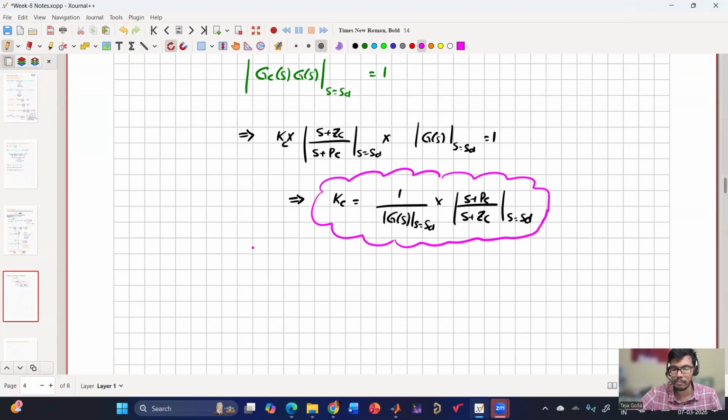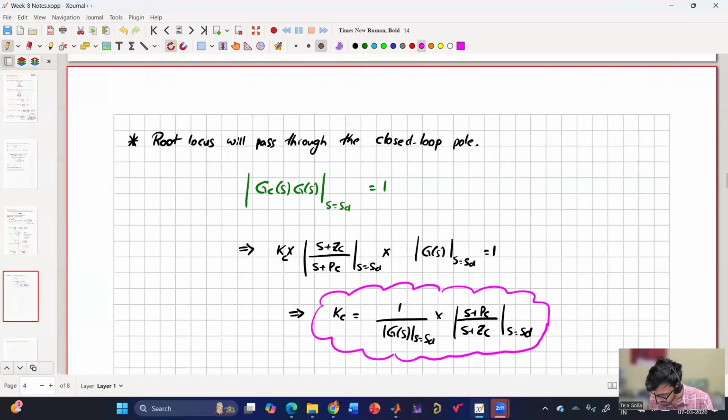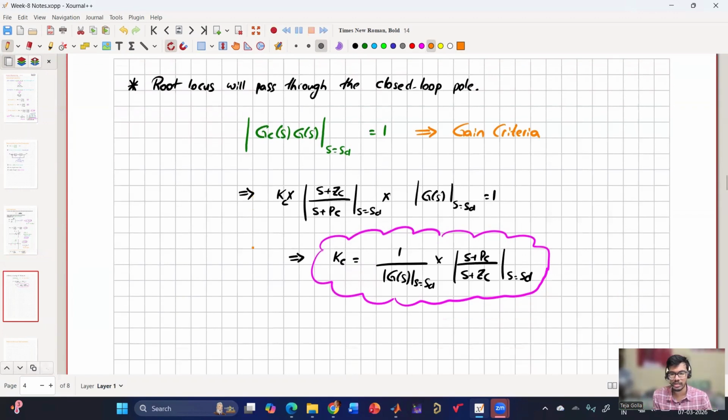Okay, so in this way we will be calculating Kc, because this is the gain criteria. So it has to satisfy our gain criteria, and 2n plus 1 into 180 degrees is the phase criteria. So it has to satisfy both the gain criteria as well as the phase criteria. Then only it will pass through that pole. Okay, then we'll come back to that.